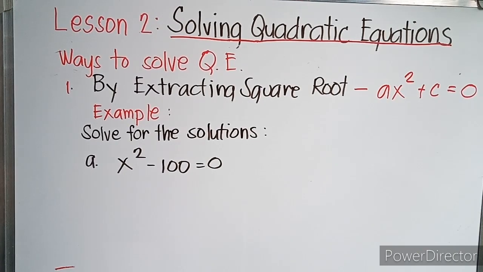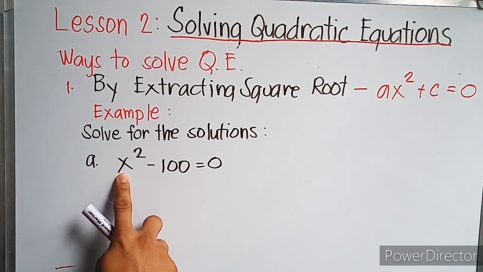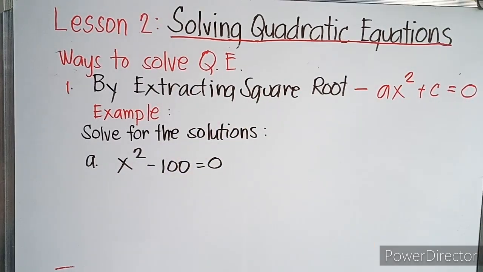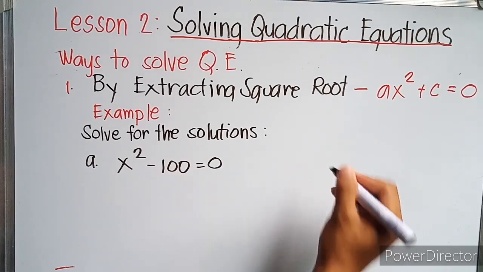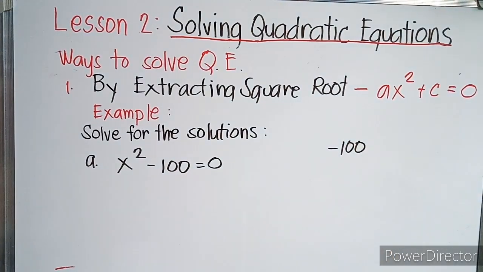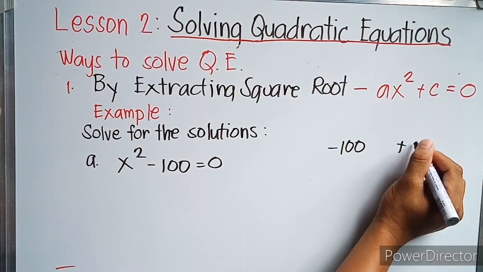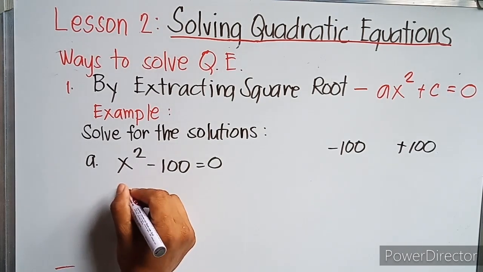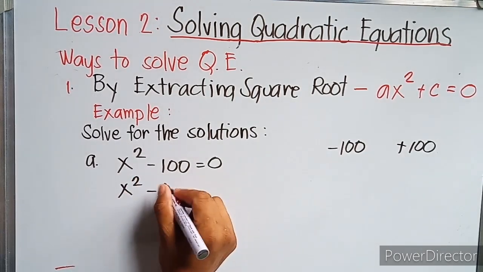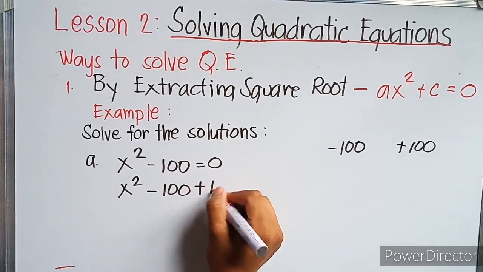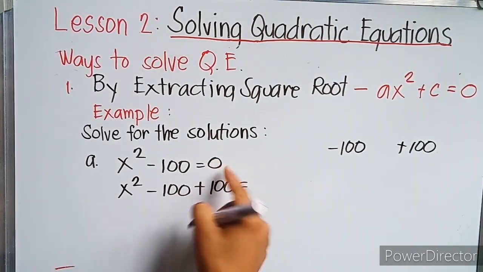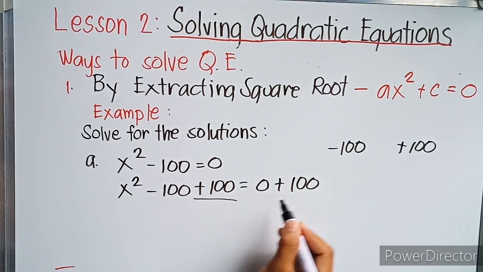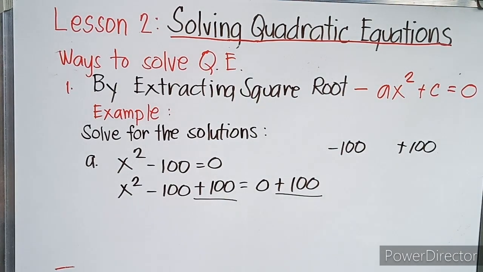So, for the first step, ang una daw gagawin, i-isolate or iiwanan si x squared sa left side at si constant dadalhin sa right side. So, kung naririto ay negative 100, ano ang kanyang additive inverse? So, ang additive inverse niya ay positive 100. So, ang i-add natin both sides ay positive 100. So, magiging siyang x squared minus 100 plus 100 equals 0 plus 100. Kung anong ginawa sa left side, yun din ang gagawin sa right side. Then, simplify.